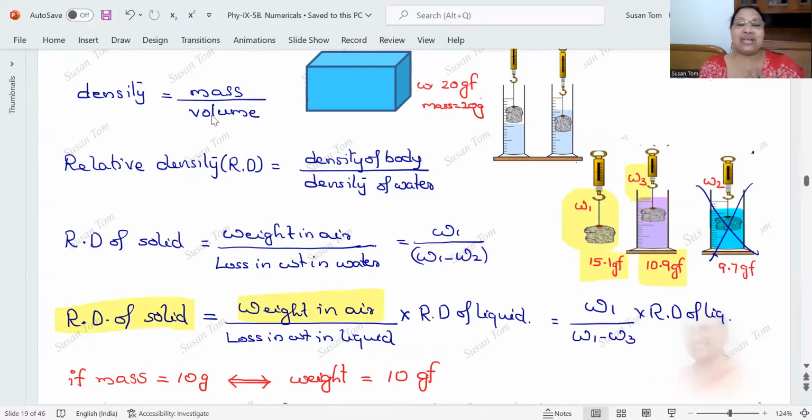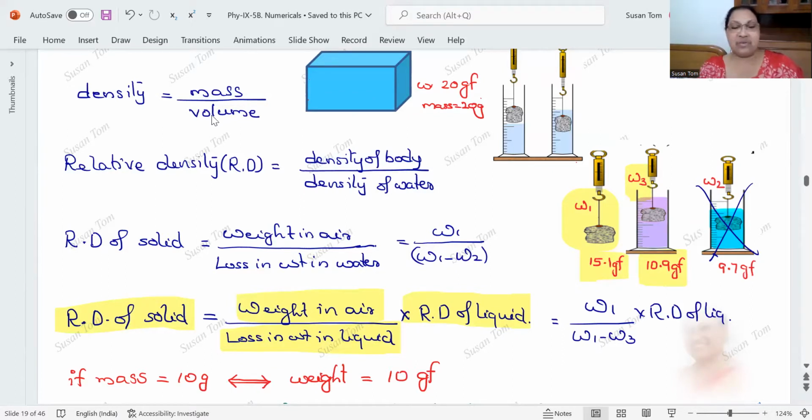And the equation will be weight in air divided by loss in weight in the liquid. Earlier it was loss in weight in water. Now it is to be taken as loss in weight in liquid. But the equation has to be modified. You have to multiply with the relative density of that liquid. So you choose such a liquid in such a scenario. If the body is soluble in water, we cannot take water as the liquid. So you choose another liquid whose relative density is known to us. Then multiply with that. So this is the equation.